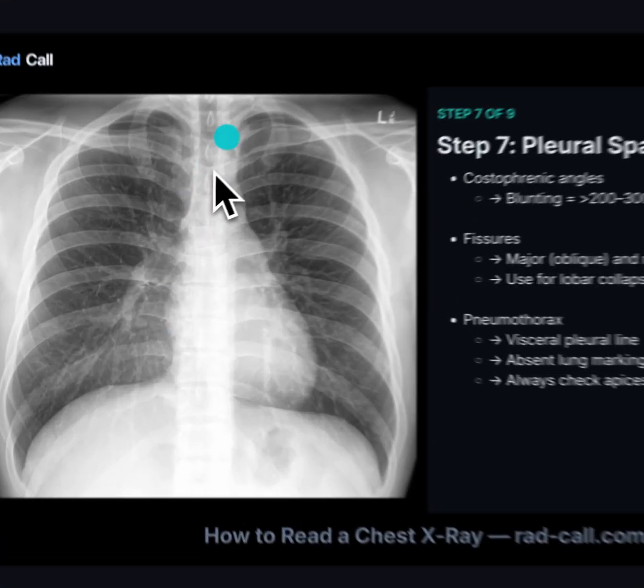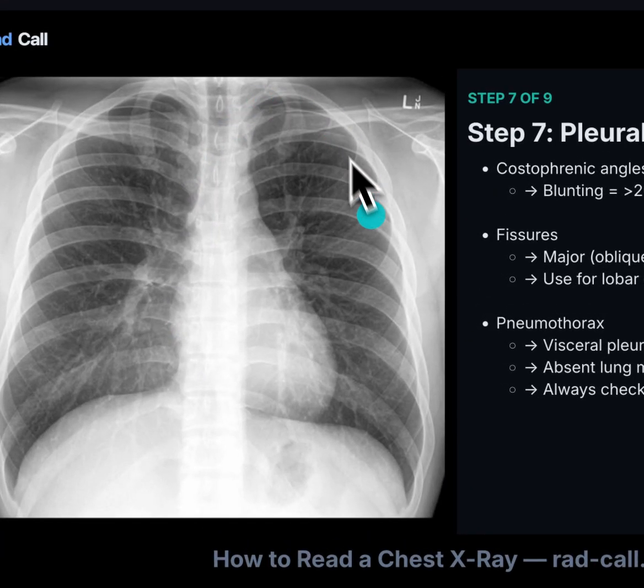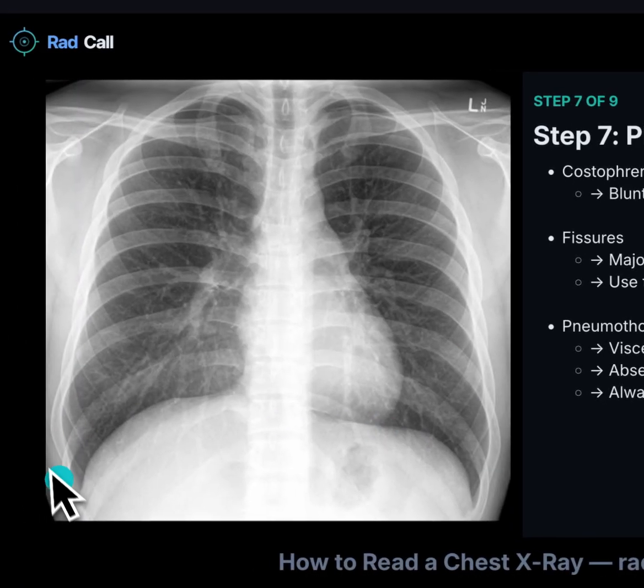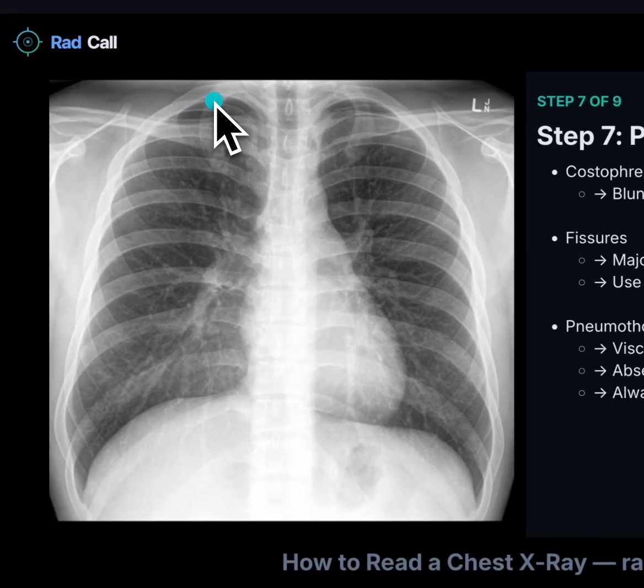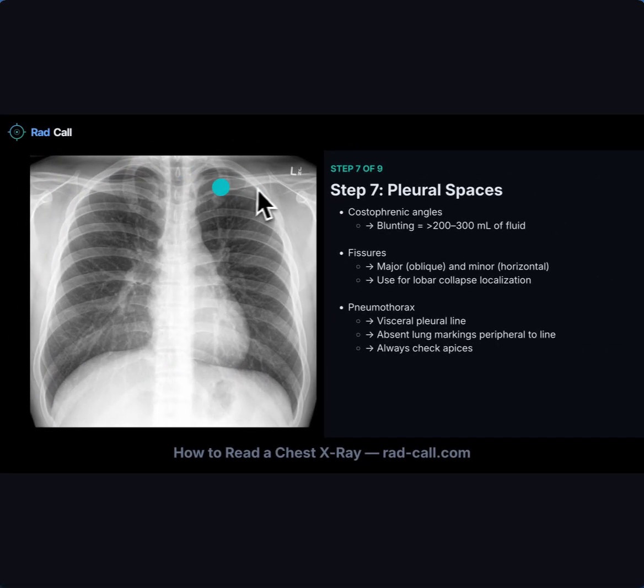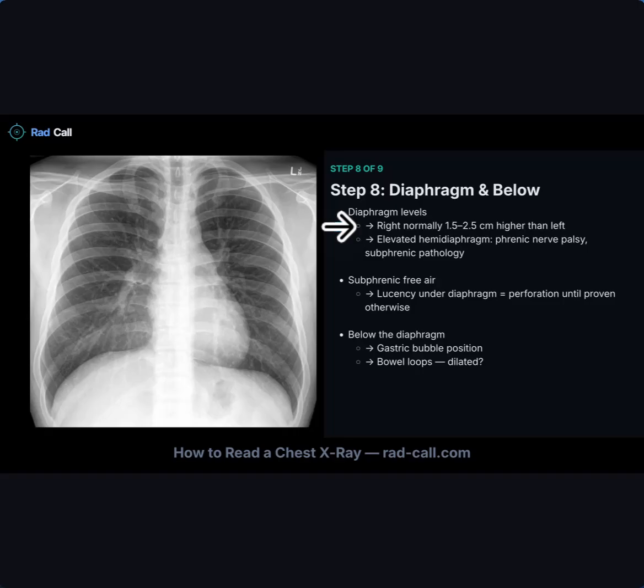And then, of course, looking at the lung apex again and running along the entire pleural surface for any apical pneumothorax or pneumothorax of any sort, where I see the visceral pleural line, absent lung markings distal to that site. And of course, always check the lung apices because you can miss a small apical pneumothorax.